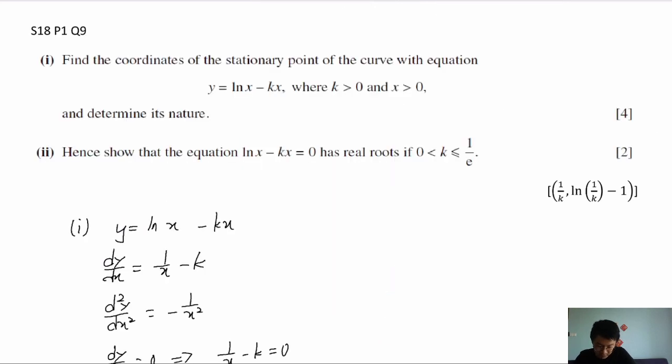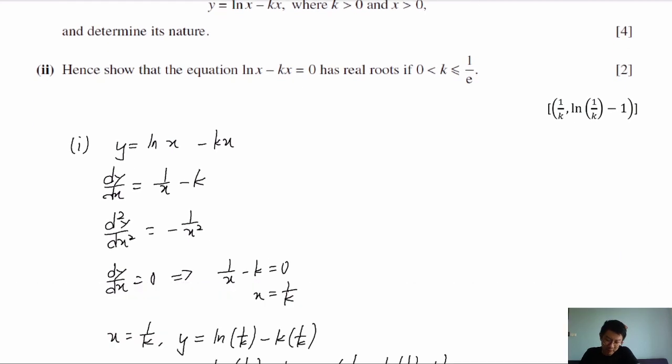Okay, last one. Find the coordinates of the stationary point of the curve with equation y is equal to ln x minus kx, and determine its nature. The first part is not difficult. We just have to differentiate y is equal to ln x minus kx to get dy/dx. Since they ask us to find the nature, we will also have to find d squared y/dx squared, which is again not difficult to find.